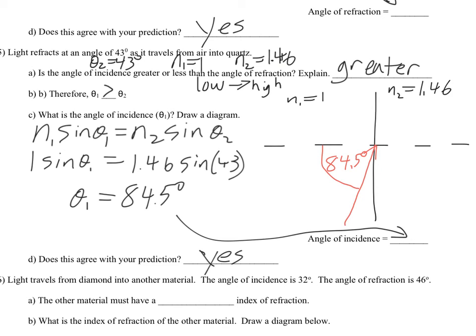And our angle of refraction, again, we're going from low to high, so it has to be closer to the normal, and it's 43 degrees, which is something like that. So that's how the light travels from air into quartz.